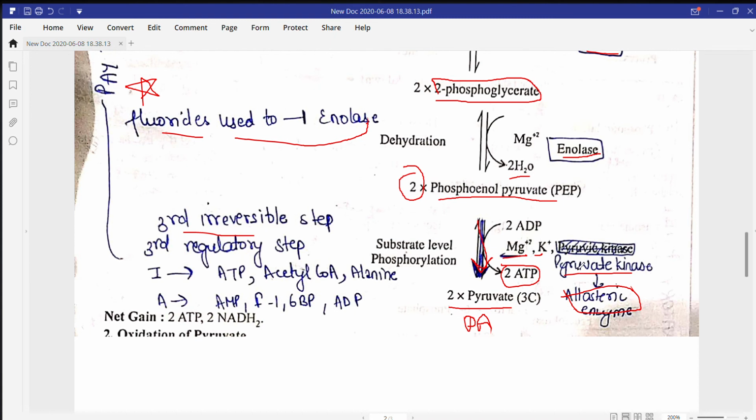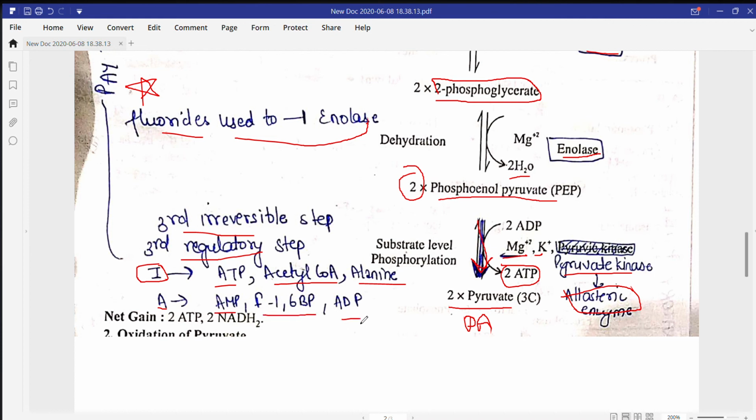Now we're going to talk about pyruvate kinase. This kinase requires magnesium and potassium ions, and this is the third irreversible step and third regulatory step. The inhibitors will be ATP and acetyl coenzyme A. Why? Because this pyruvic acid will form acetyl coenzyme A, so the more acetyl coenzyme A, the more it will inhibit the reaction. Alanine is also working as an inhibitor of pyruvate kinase. Remember this. Activators will be AMP, fructose 1,6 bisphosphate, and ADP also.